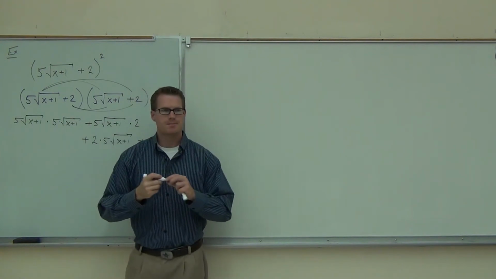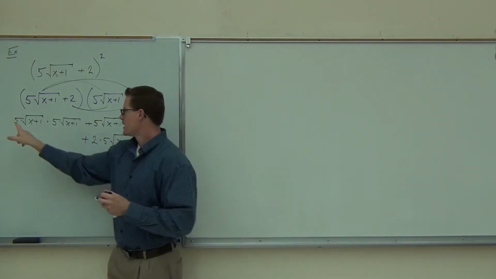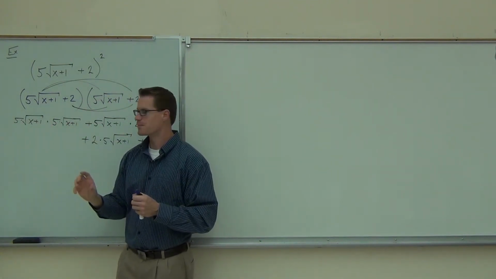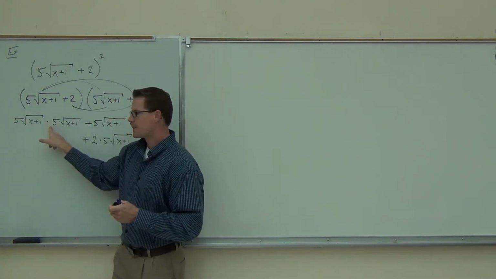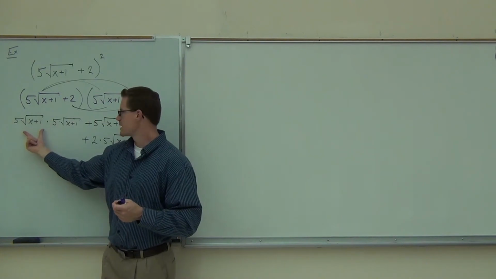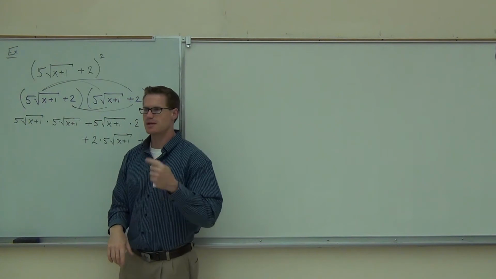So basically, if you think about the commutativity of multiplication, it's this times this times this times that. All 4 of those things multiply together. Basically, this says I can multiply my 5's together and get 25. It says I can multiply my root x plus 1's together. What's a square root times itself? I gave you the last bit of class yesterday.